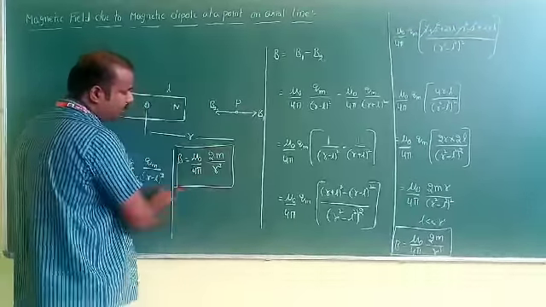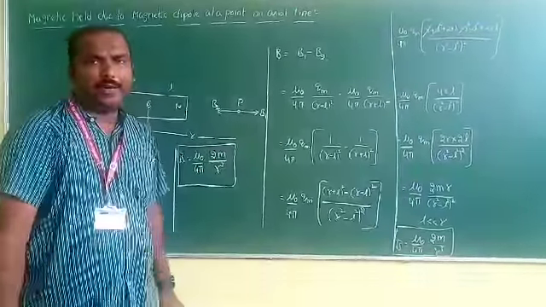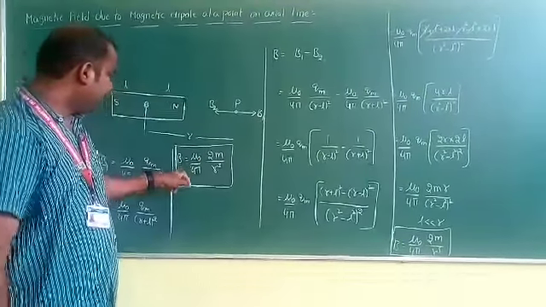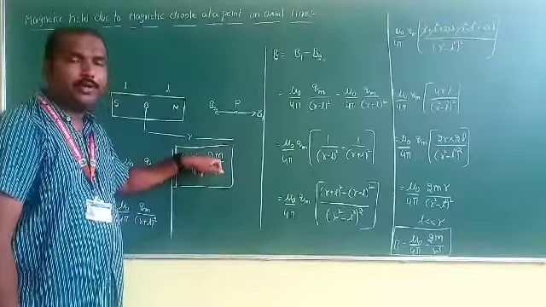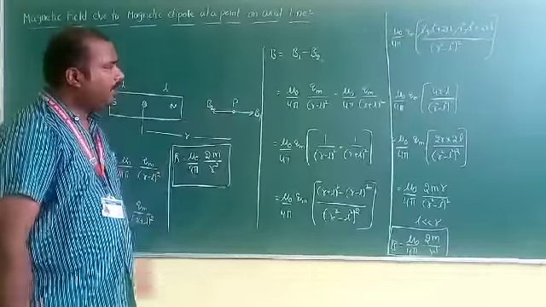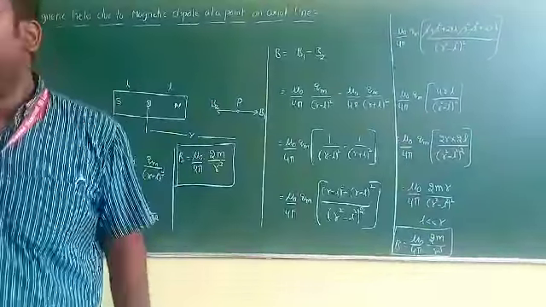This equation is similar to that of the electric field due to an electric dipole. There, E is equal to 1 by 4 pi epsilon naught into 2p by r cube, but here I am getting mu naught by 4 pi into 2m by r cube. So once again, all of you see the derivation part and everything.